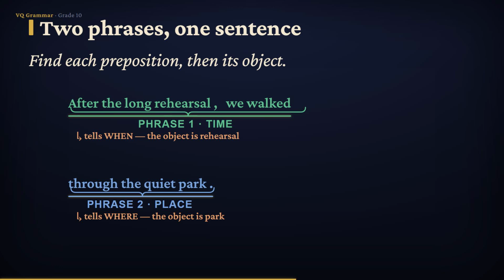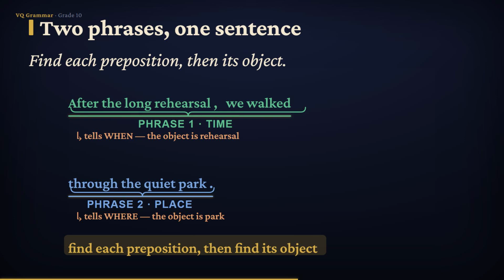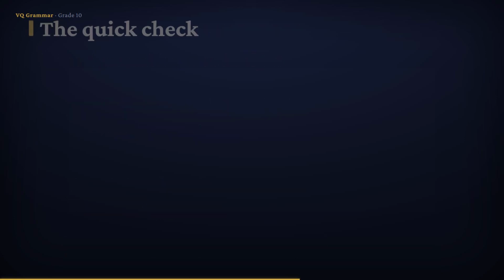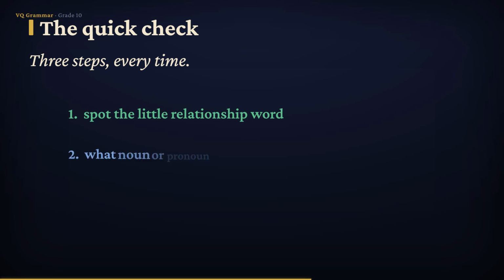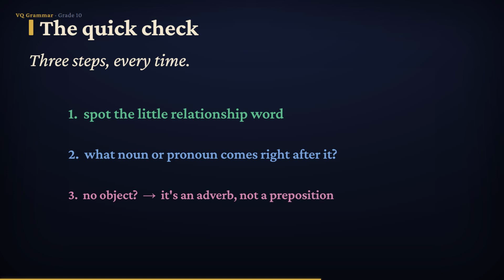The method never changes. Find each preposition and then find its object. Let's turn the whole lesson into a check you can run in about 2 seconds. Step 1. Spot the little relationship word, something like under, before, or because of. Step 2. Ask what noun or pronoun comes right after it, because that word is the object of the preposition. Step 3. If nothing follows it at all, then the word isn't a preposition. It's an adverb in disguise.